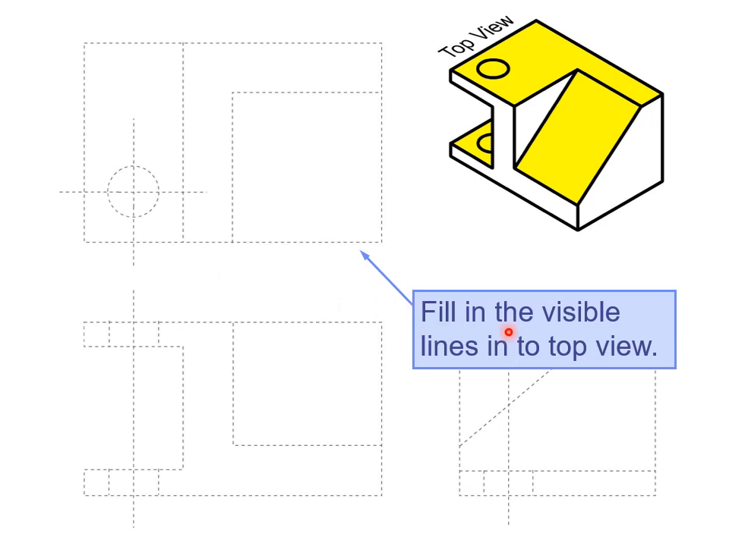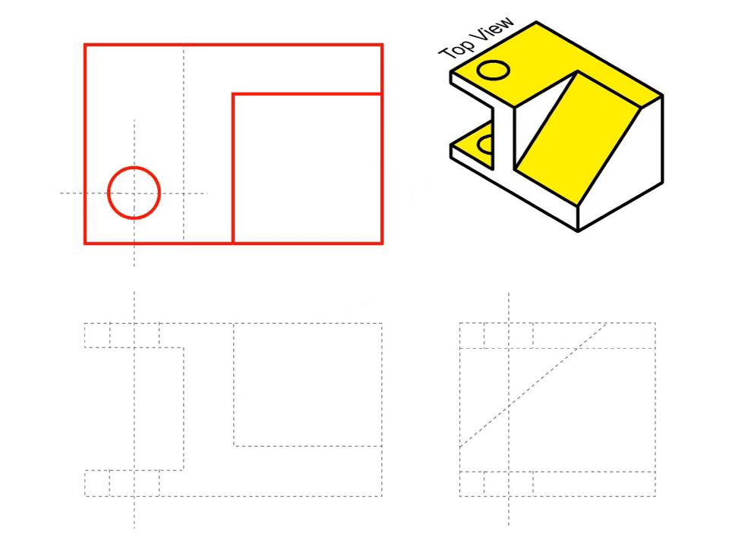So the first thing we're going to do is fill in all the visible lines in the top view. And remember, this is the top view. All of these yellow surfaces are shown in the top view. This is a top surface as well, but it's hidden by this other surface here, right? And if we go through and put in all the visible lines, we're going to see this hole. Right, we're going to see this outside edge, and we're going to see the surface here, this surface here of this cut surface.